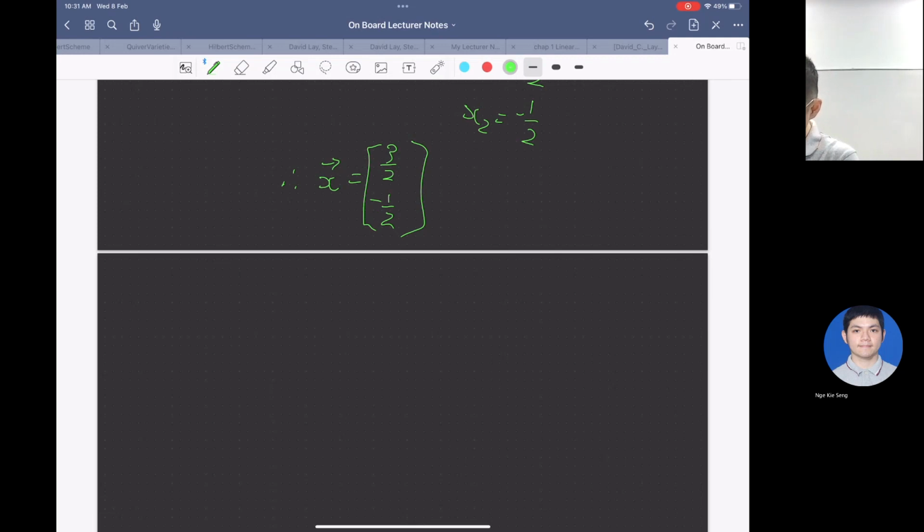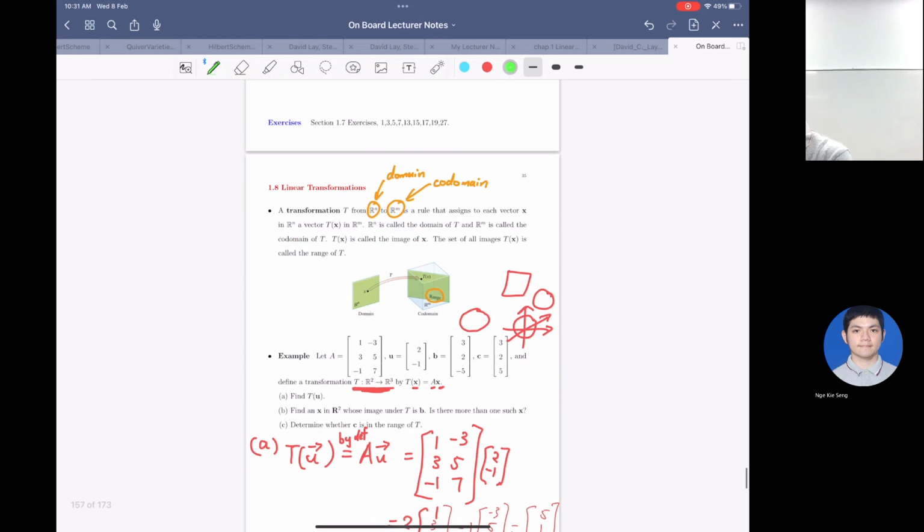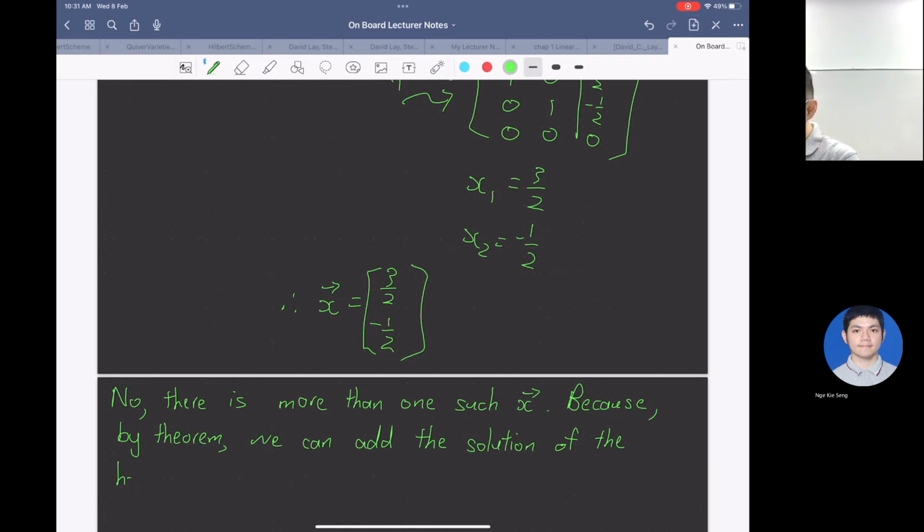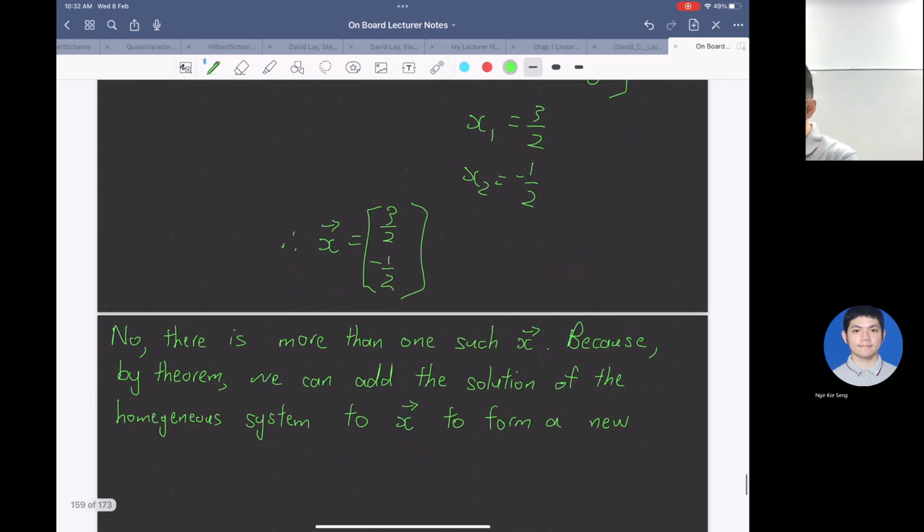So the answer to the next part is: yes, there is more than one such x, because by the theorem we can add the solution of the homogeneous system to x bar to form a new solution to A x bar.